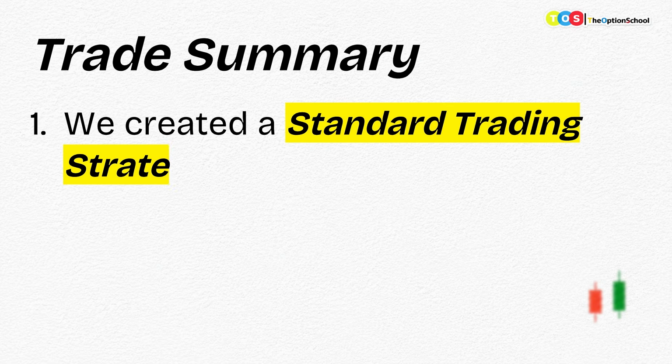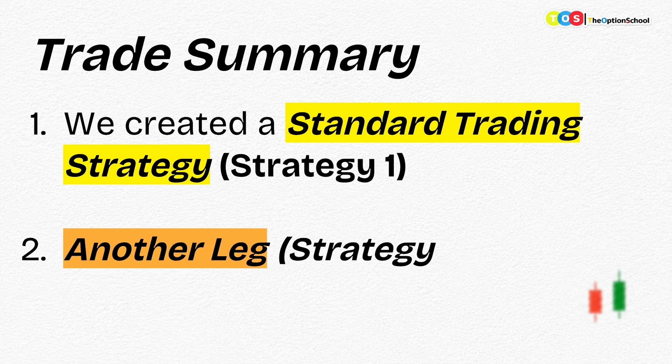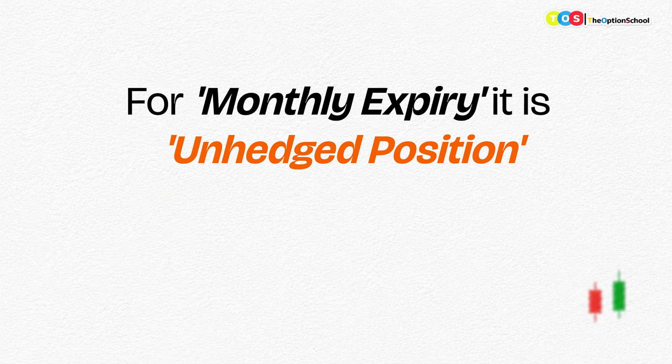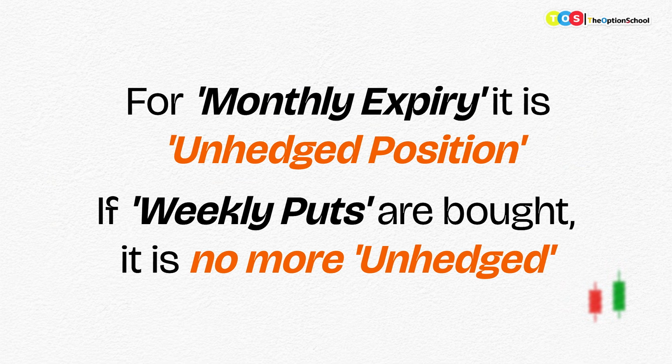So what happened? I created a very standard strategy. In that standard strategy, I just added 1 lakh, right? It becomes a combination of two strategies. Strategy number one, which you are all going to write in the comment section, what is that simple strategy which I created, which was a 3 leg strategy. And then I added a naked put in that. Naked put for monthly, it is naked put, but if you are buying a weekly protection, then obviously it is not a naked put, right?